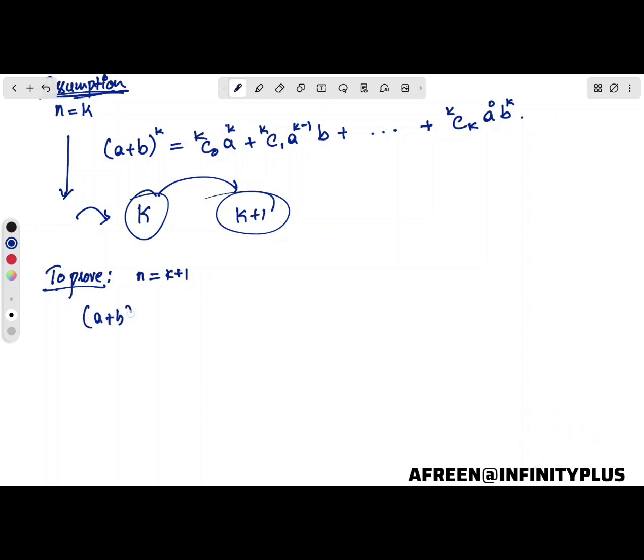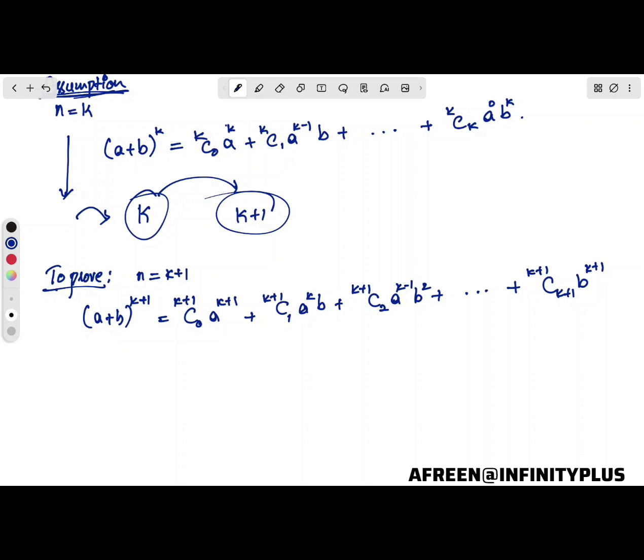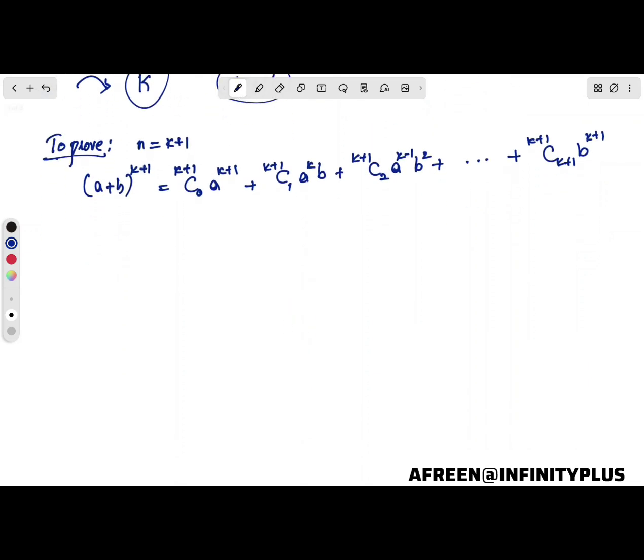(a + b)^(k+1) is equal to (k+1)C0 a^(k+1) plus (k+1)C1 a^k b plus (k+1)C2 a^(k-1) b^2 plus etc., plus (k+1)C(k+1) b^(k+1). So this is what we have to prove. In order to prove that the result is true for n equal to k + 1, we will take the LHS and prove that it is equal to the RHS.